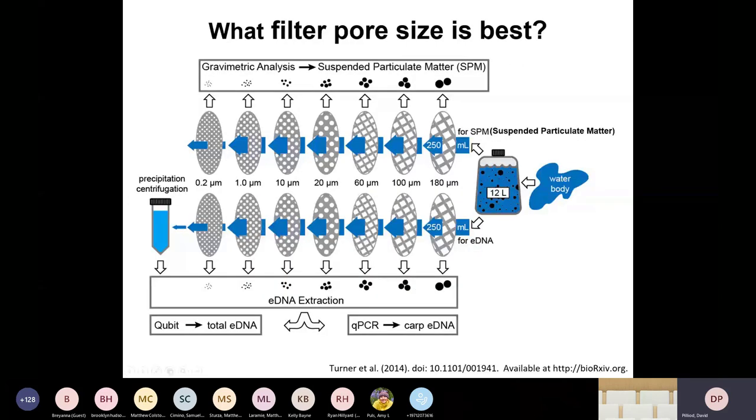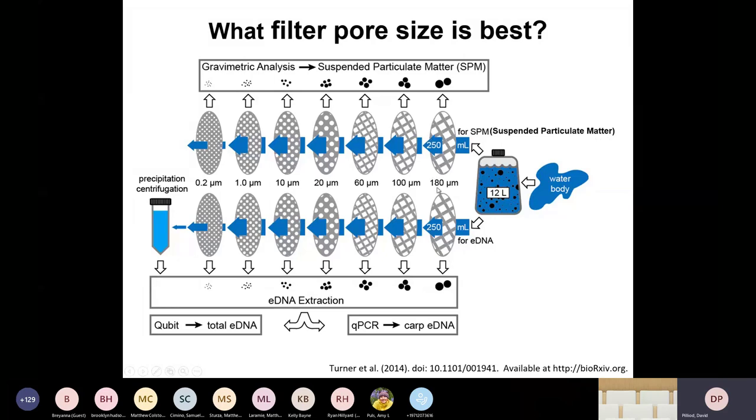I'm just going to finish up by pointing out a really cool paper by Turner that looked at this pore size question, because I think it's so important. And I just think it's a neat visual to take away. So here's your water body. They took a 12-liter sample from that, and then they ran it through different pore sizes, starting at 200. They put 250 milliliters through, trying to isolate suspended particulate matter and then DNA.